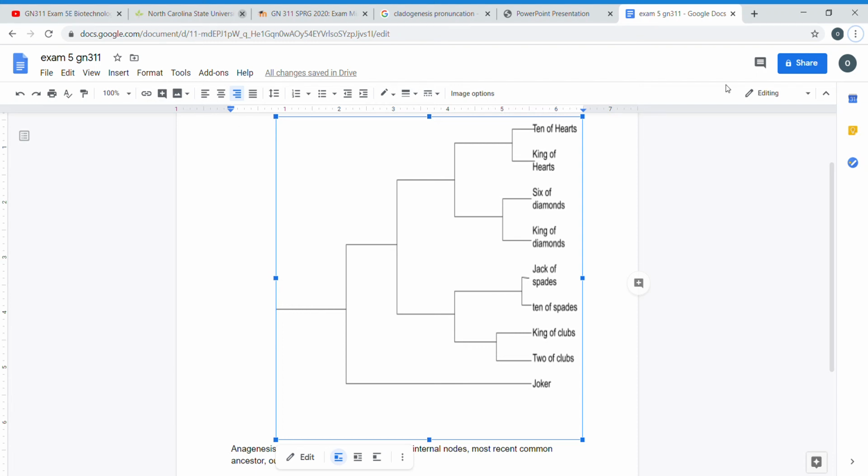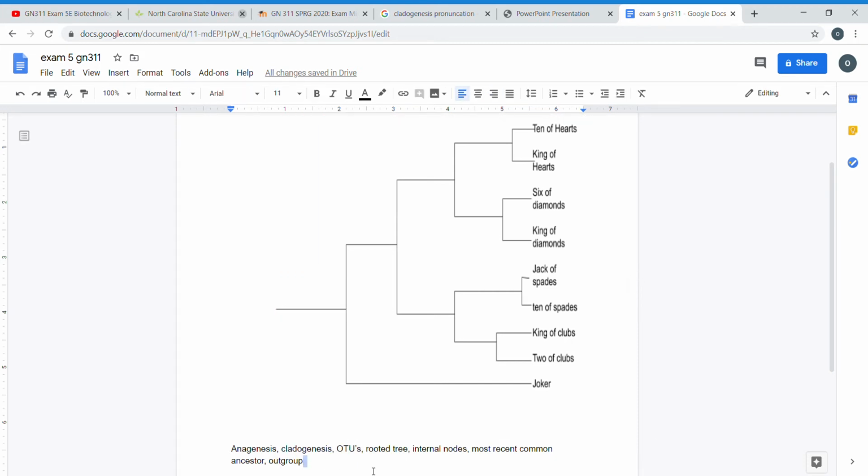My name is Matthew Osina, and today I'll be explaining this phylogenetic tree based off playing cards, and explaining each of these terms listed below. So I'm going to start with how I have the tree organized. First is my outgroup, which is the Joker, right? And that shared a common ancestor, or a common card ancestor, I guess.